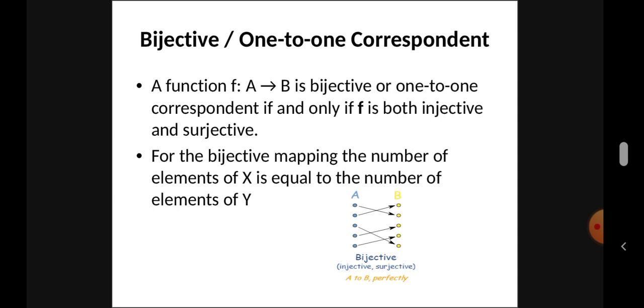Next one is bijective or one-to-one correspondent. A function of f from A to B is bijective or one-to-one correspondent if and only if f is both injective and surjective. For the bijective mapping, the number of elements of x is equal to the number of elements of y.